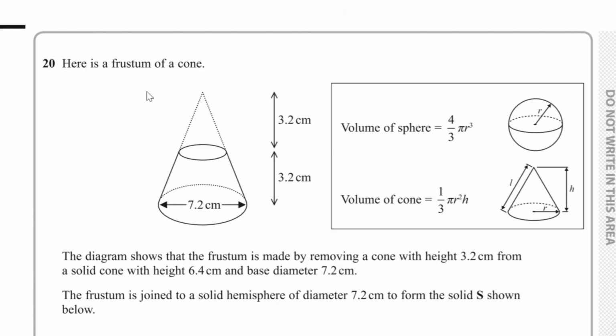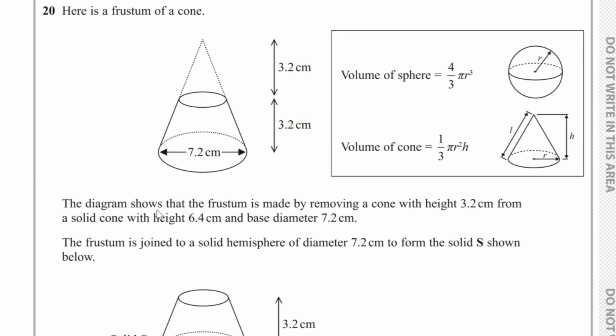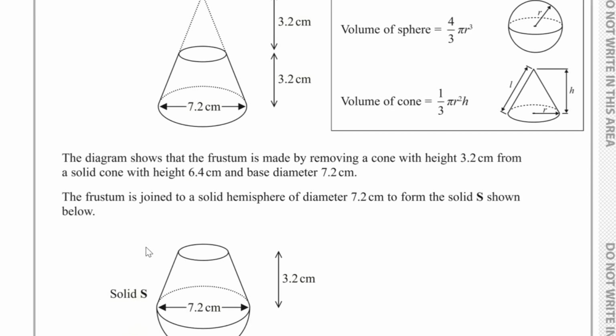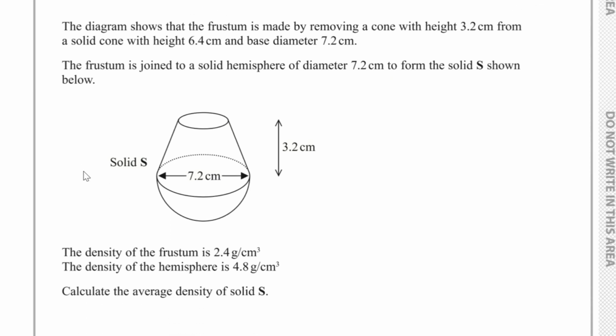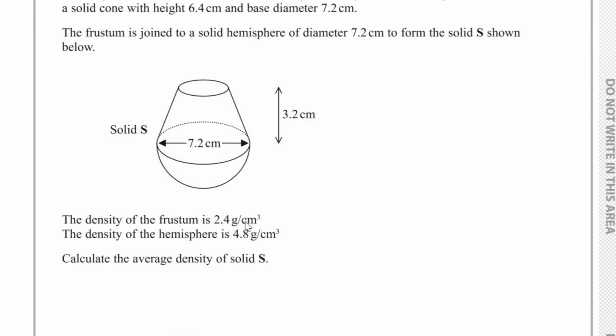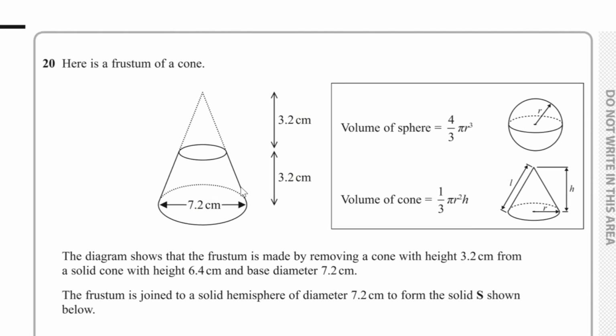Question number 20. Here is a frustum of a cone. The diagram shows that the frustum is made by removing a cone with height 3.2 centimeters from a solid cone with height 6.4 centimeters and base diameter 7.2 centimeters. The frustum is joined to a solid hemisphere of diameter 7.2 centimeters to form a solid S shown below. The density of the frustum is 2.4 grams per centimeters cubed. The density of the hemisphere is 4.8 grams per centimeters cubed. We have to calculate the average density of solid S.